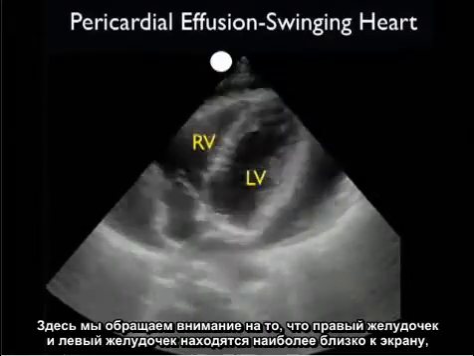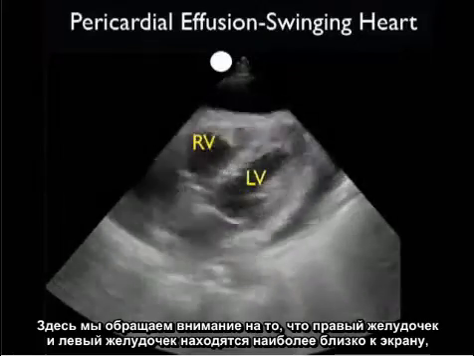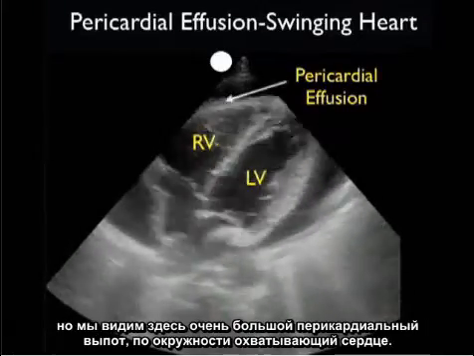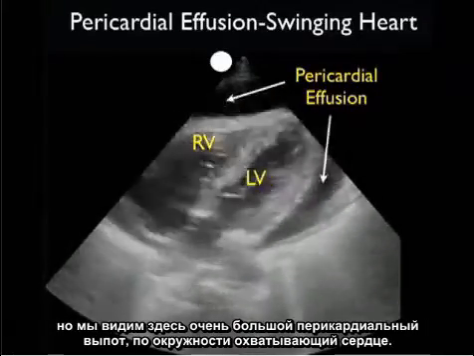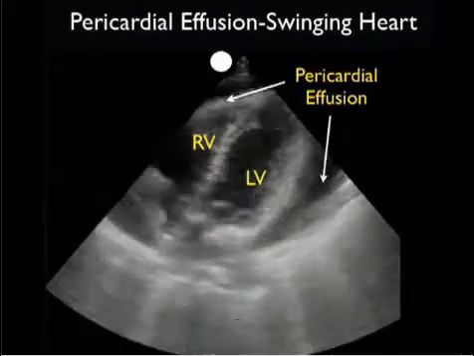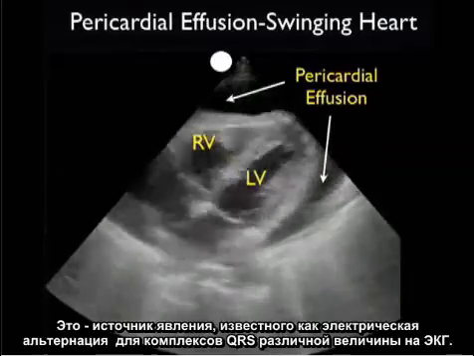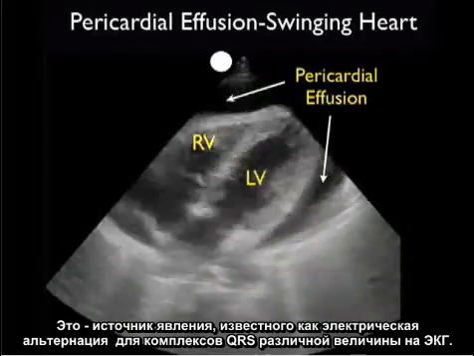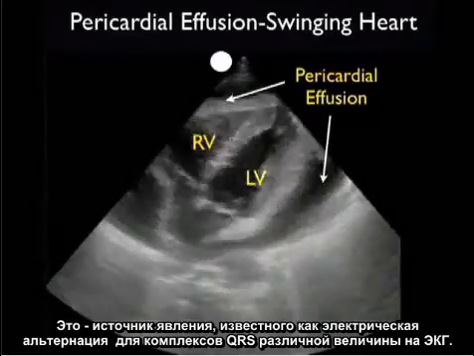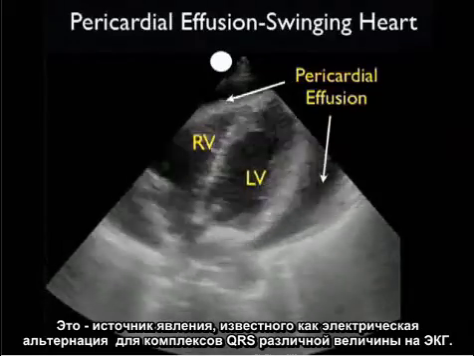Here's an interesting video clip of a patient who presented with acute shortness of breath. And what we notice here is the right ventricle and the left ventricle closest to the screen, but we see here a very large pericardial effusion circumferentially surrounding the heart. And notice the heart swinging back and forth in all the pericardial effusion. This gives rise to the phenomenon known as electrical alternans, or different sizes QRSs on the EKG.